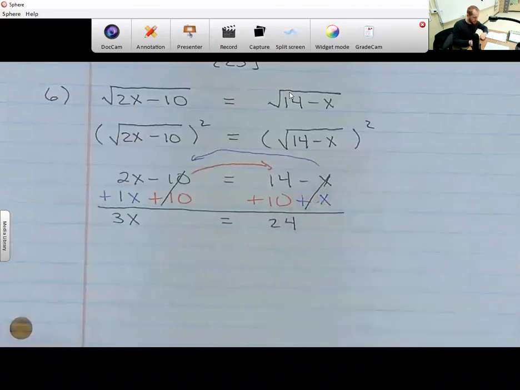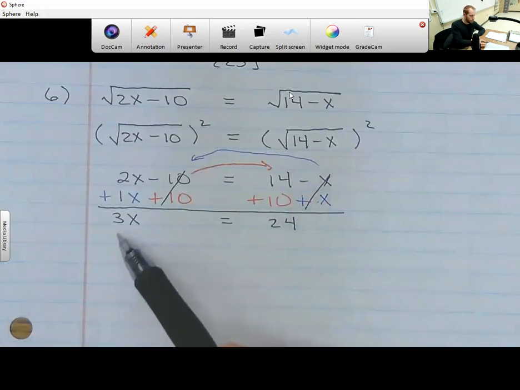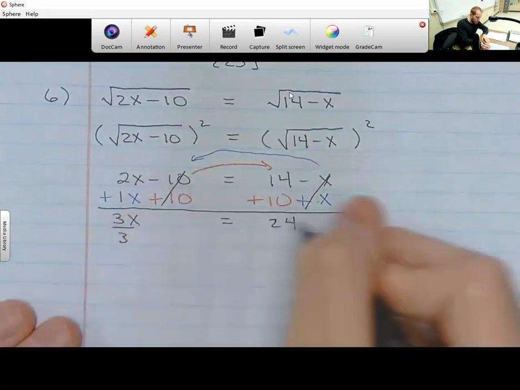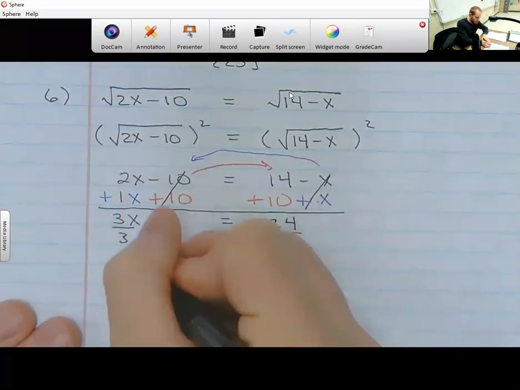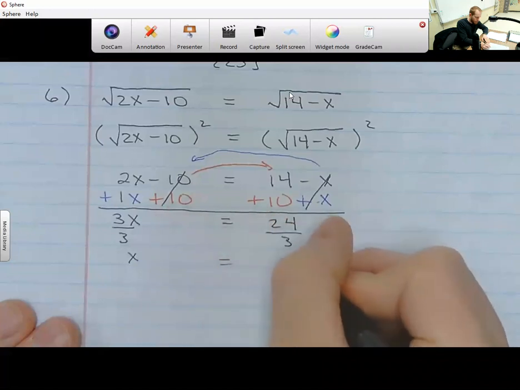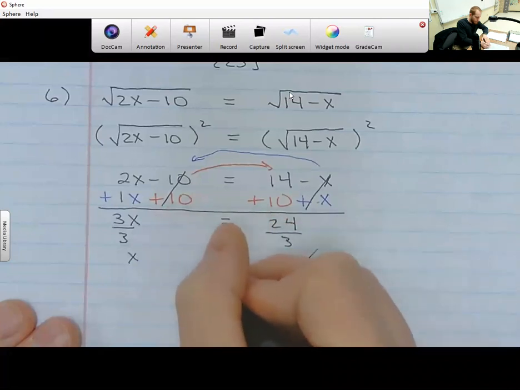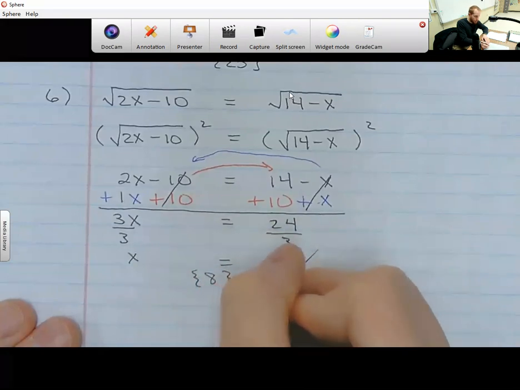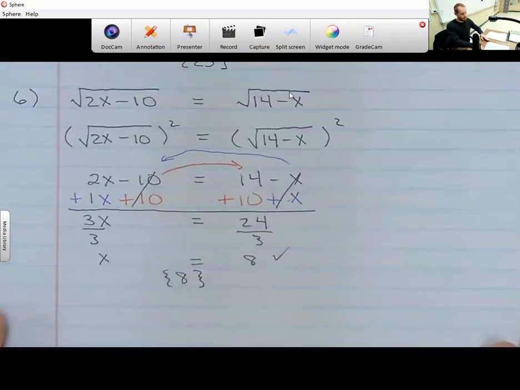All right, almost done. So now to get x by itself, all I need to do is divide by what? Divide by the 3. So when I do that, what do I get for my answer? It's going to be x equals 8. So 8 is going to be in my solution set. Okay, so let's check our answer and see what we get. I'm running out of room on the right side, so I'm just going to do it below the solution set.